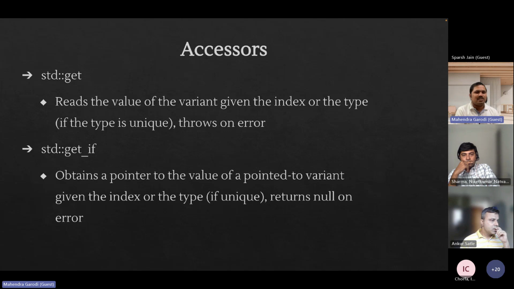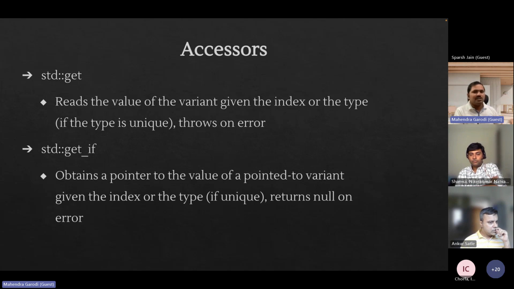On the accessor side, we have get and get_if. So basically, what is the difference between get and get_if? Get will return you the queried value if your variant holds that type, otherwise it will throw an exception. Whereas get_if will return you the pointer to the underlying value if it is holding that one, otherwise it will return the null pointer. So both alternatives are possible. If you don't prefer to use exceptions, you can use get_if. If you prefer to use exceptions, you can use get.